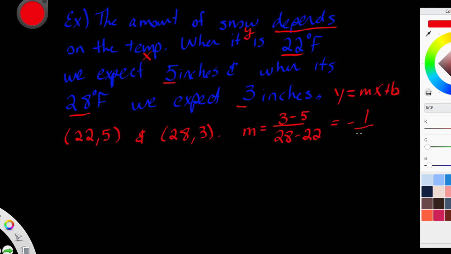So having a negative slope in this case makes sense because as the temperature increases, the amount of snow decreases. So the warmer it gets, the less snow we're going to have.